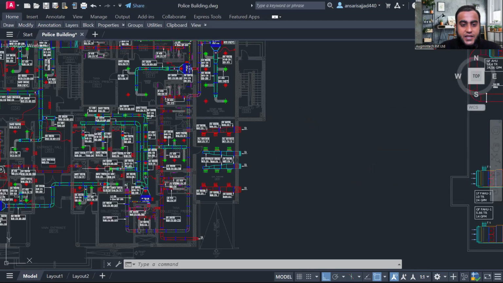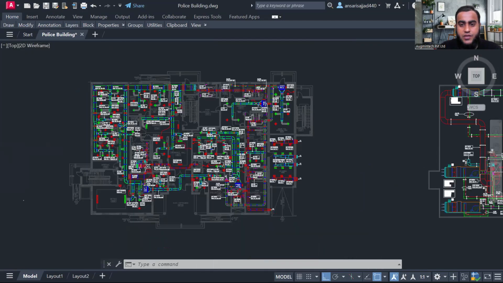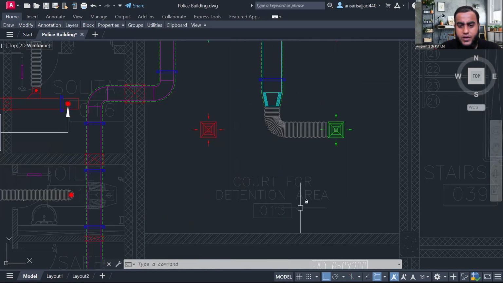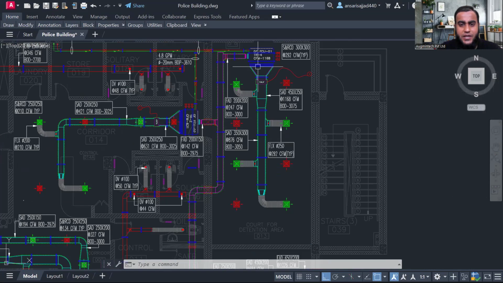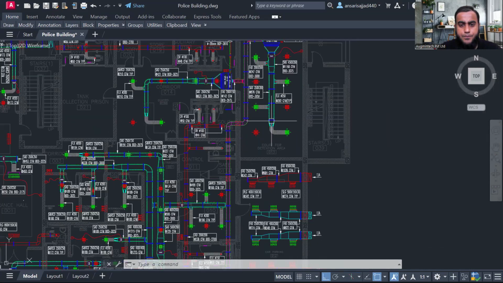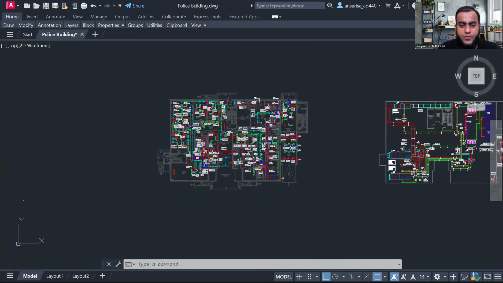Is this clear now? Layout is clear? Tell me fast. So here we'll take one of the layouts, and you can see we are also using FCU, for example for the court detention area. This is our police building actually. Here we are using a separate FCU in this area, with chill water supply, return air, everything.